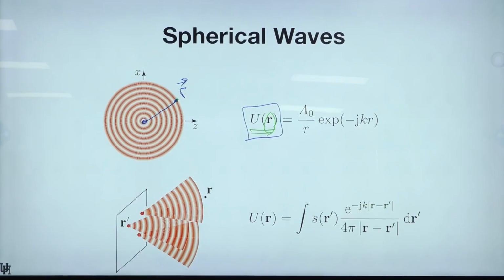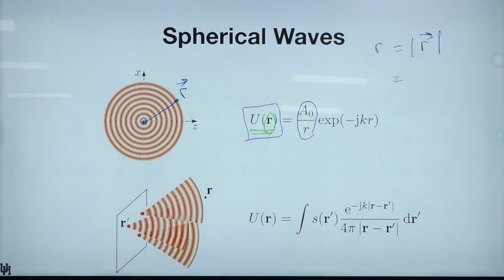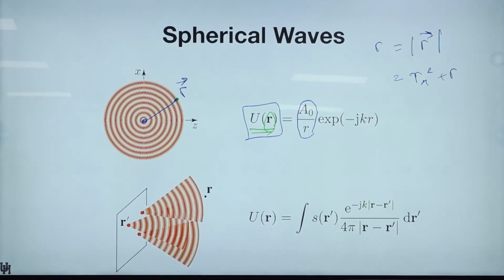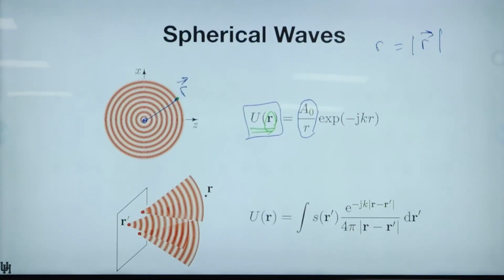If a light wave is generated at the origin of coordinates, then the field at that position r is a0 divided by r. This is small r, the magnitude of the vector r, which is the square root of x square plus y square plus z square. Sorry, I didn't write this properly. So that's this r term here.